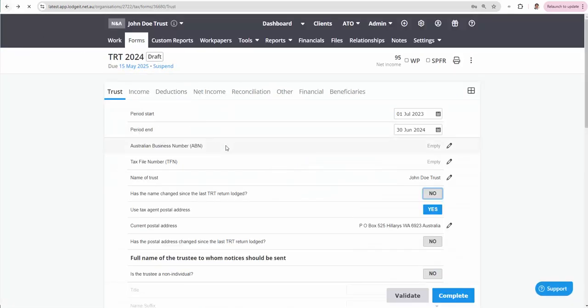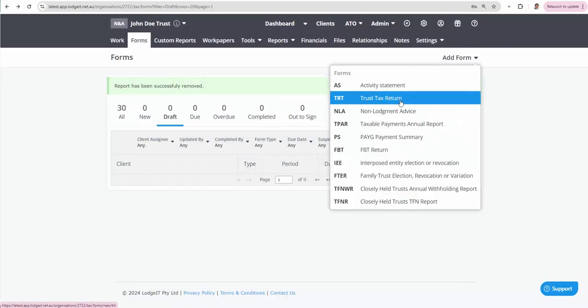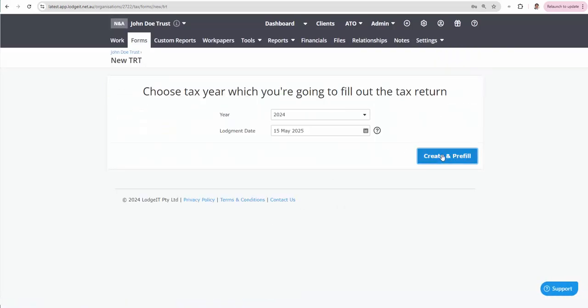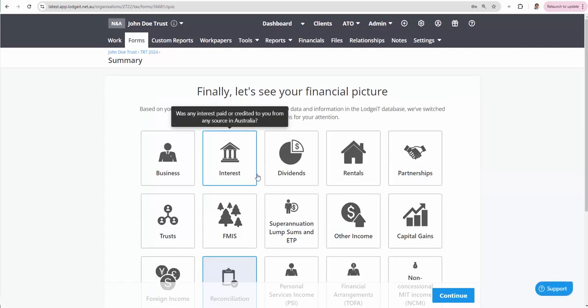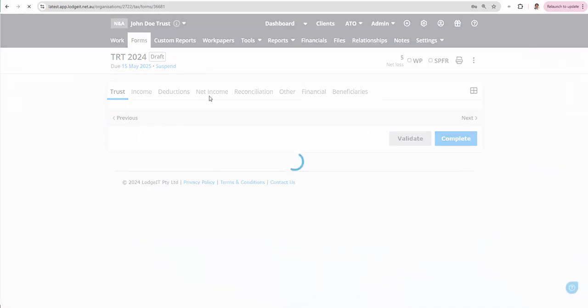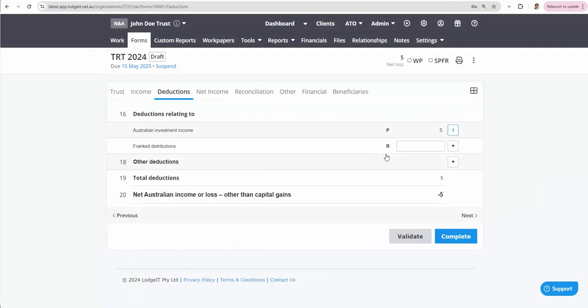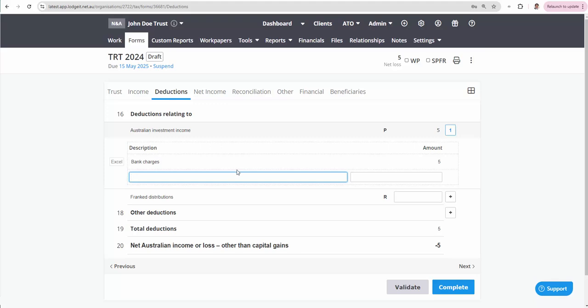Actually, let me take this form out and I'll start again. I'll put a fresh form in. So again, what we want is we want to make sure the trust section is activated and the reconciliation section. Now what you'll notice is that it's reflecting a $5 loss, which is the loss associated with the investment income deductions, the bank charges. It's not picking up the income.